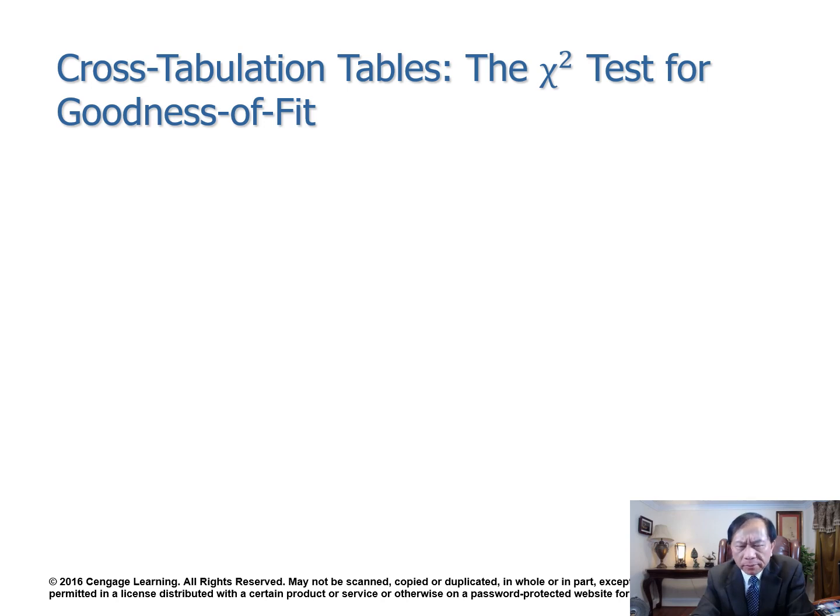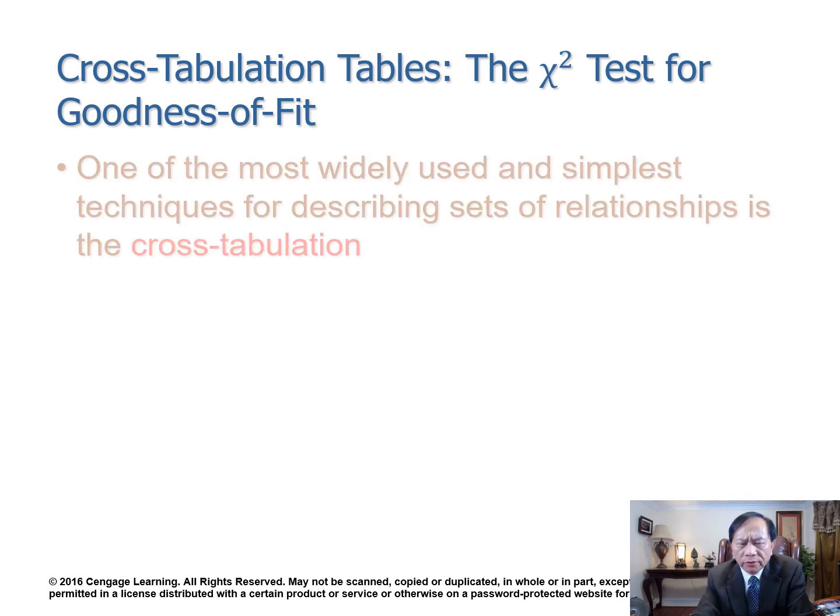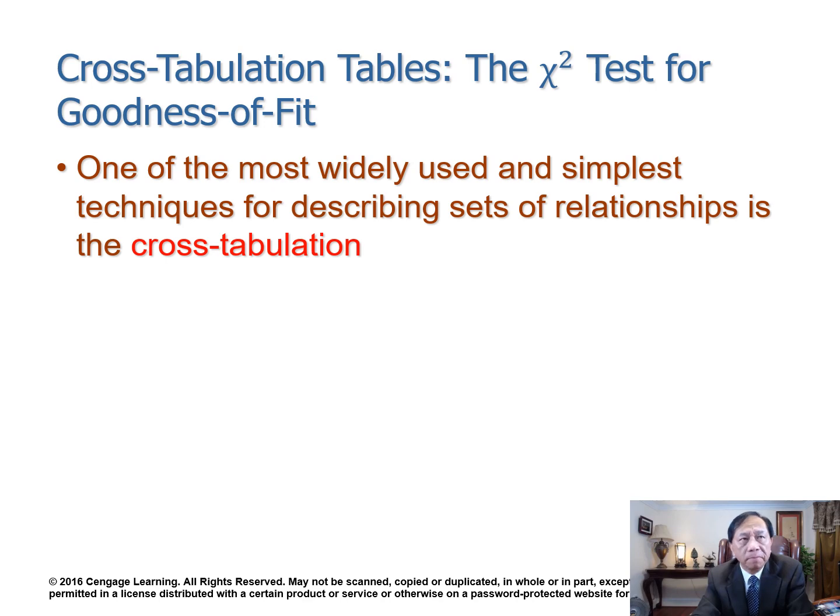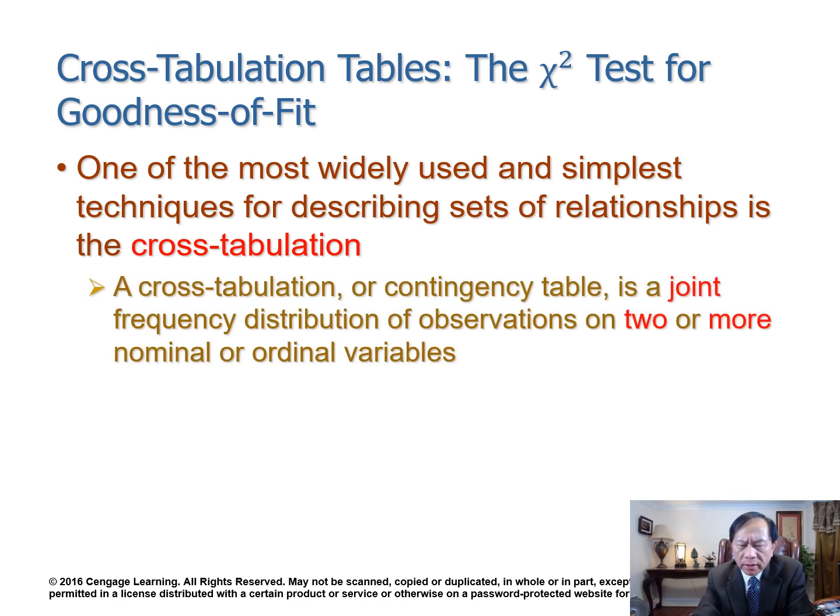Crosstab tables, chi-square test for goodness of fit. One of the most widely used and simplest techniques for describing sets of relationships is a cross-tabulation. A crosstab, or what you also call a contingency table, is a joint frequency distribution of observations on two or more nominal or ordinal variables.